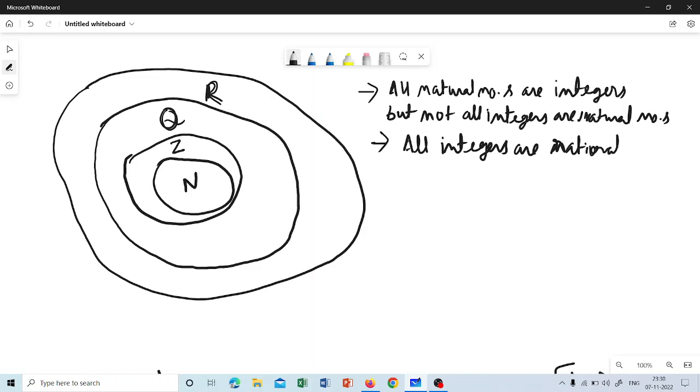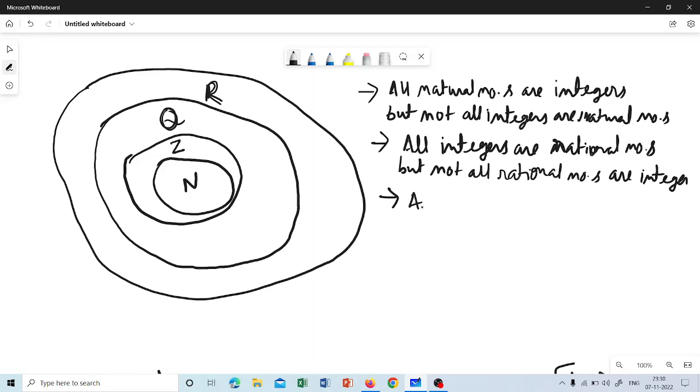But not all rational numbers are integers. So I think this statement would have been very clear, and I have also given examples. So similarly I can write all rational numbers are real numbers. All rational numbers are real numbers, right?